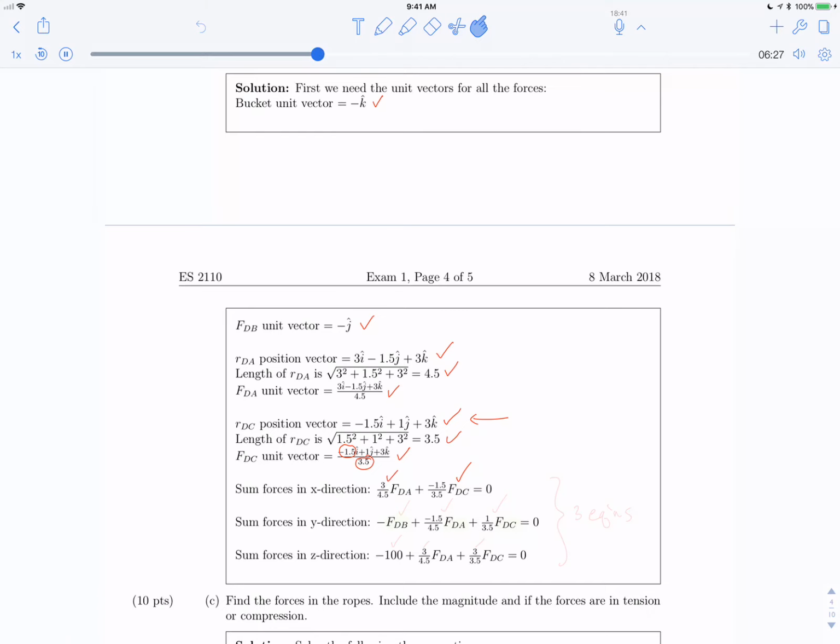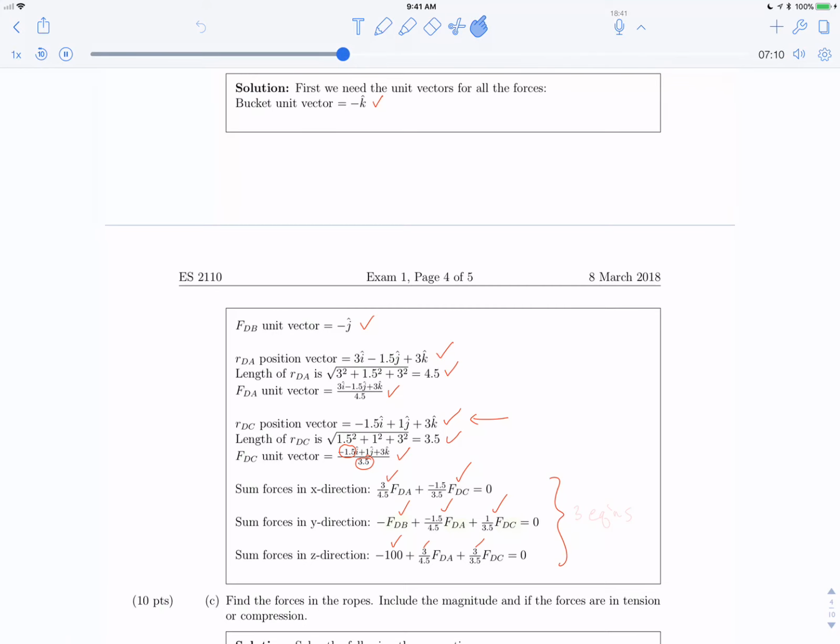Okay, let's add up all the y components. FDB, I just said, was all in the negative y, so there you go. And the y component of FDA is minus 1.5 over 4.5. And the y component of FDC is 1 over 3.5, just looking at the unit vectors, times FDC and times FDA. Finally, in the z direction, we do have the bucket. It's going down with 100. And then FDB, again, only has a y component. It doesn't have z. So FDA has a z component of 3 over 4.5. And FDC has a z component of 3 over 3.5.